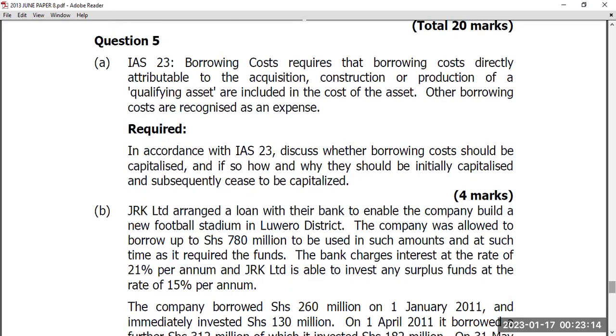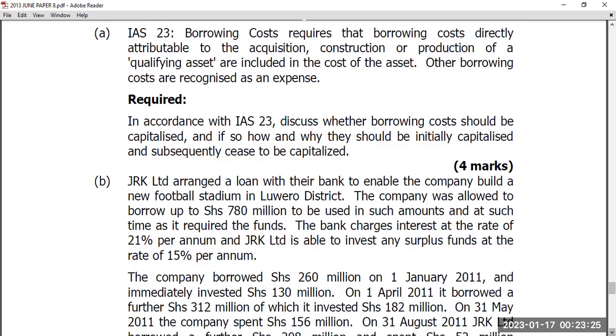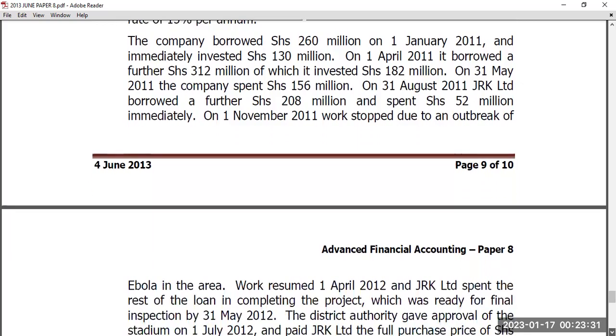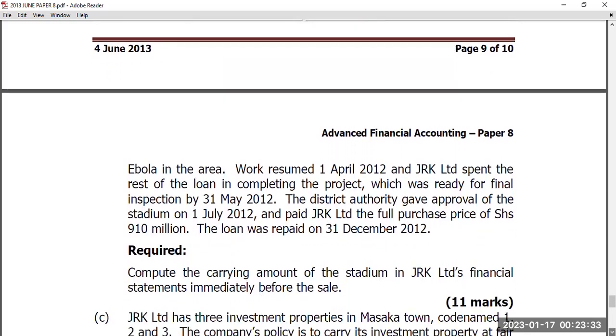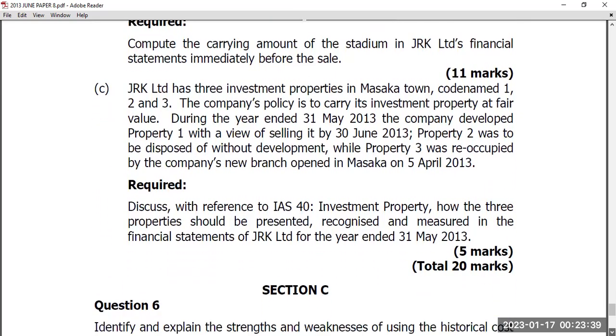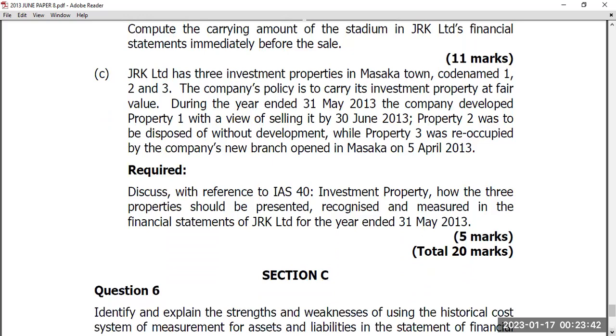That's question 5. Part A is all about IAS 23, that is borrowing costs. Of course, today we are not going to look at that. And even part B is about borrowing costs. That one we shall handle in due course. But for now, let's concentrate on part C of question 5, which is a bit brief, but it will give us something. It was a 5-mark question, but when you look at what we are going to be learning from it, it's worthy attempting.